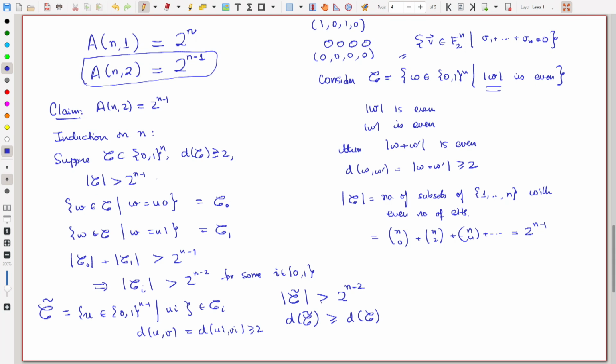But this contradicts the induction hypothesis, because by induction we can assume that C tilde is a code in {0,1}^(n-1). But then we know by induction that a code in {0,1}^(n-1) with distance 2 must have at most 2^(n-2) points, so this is a contradiction.